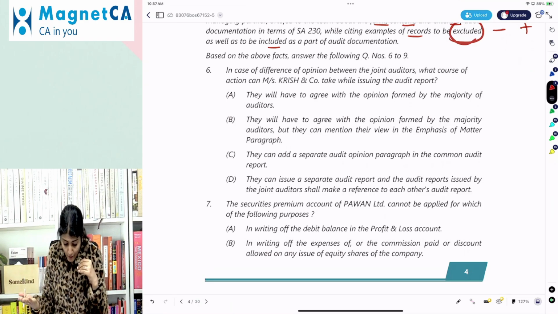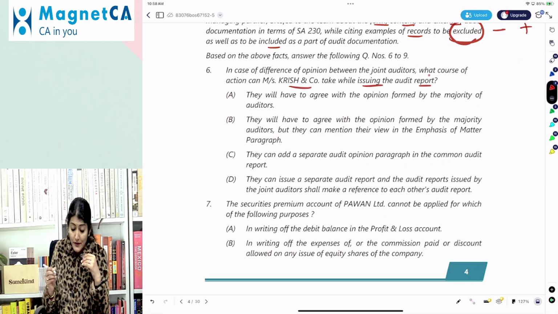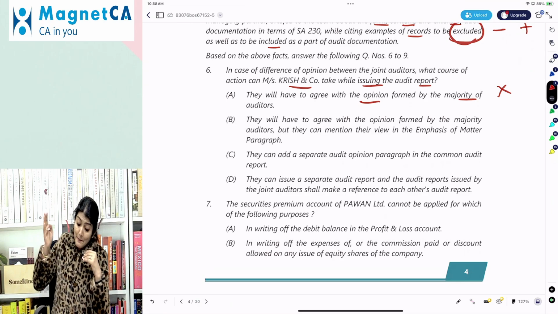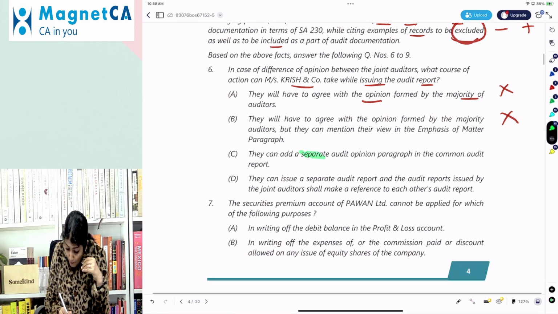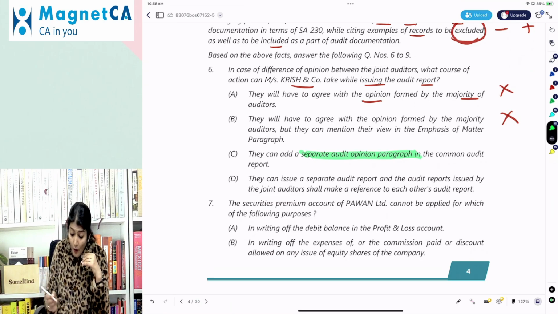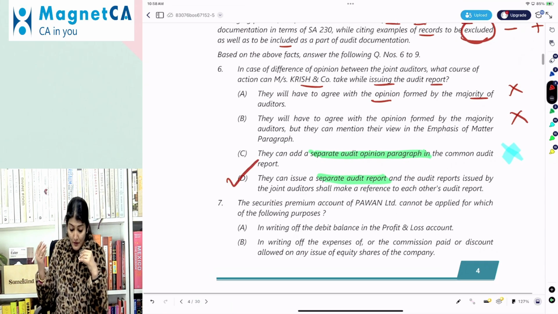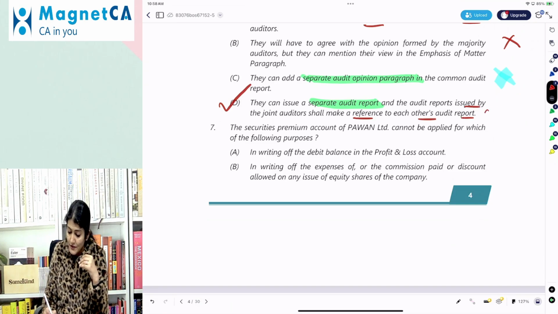In case of difference of opinion between the joint auditors, what course of action can Christian Company take while issuing the report? They will have to agree with the opinion formed by the majority. No, we will disagree. They will have to agree with the opinion formed by the majority auditor, but they can mention their view in the emphasis of matter. No, they can separate audit opinion paragraph in the common audit report, or they can issue a separate audit report. So no separate audit opinion, but a separate audit report issued by the joint auditors, and the audit report issued will make a reference to each other report in the other matter paragraph.